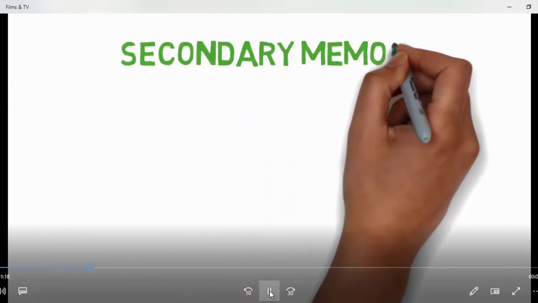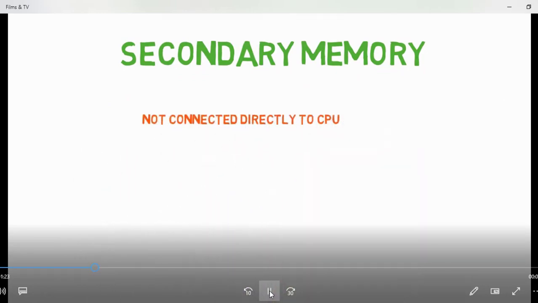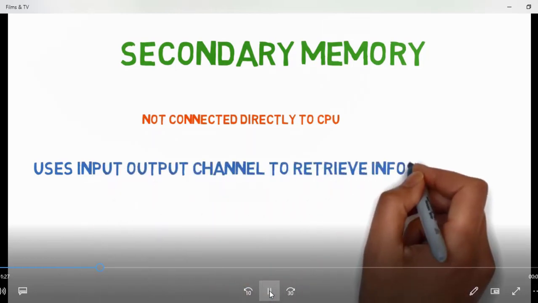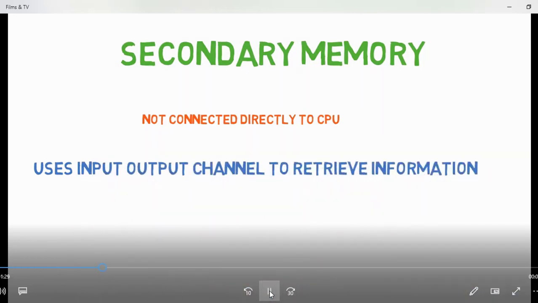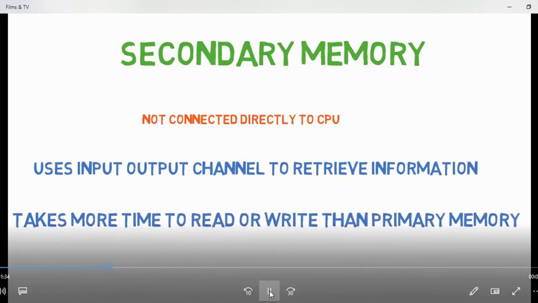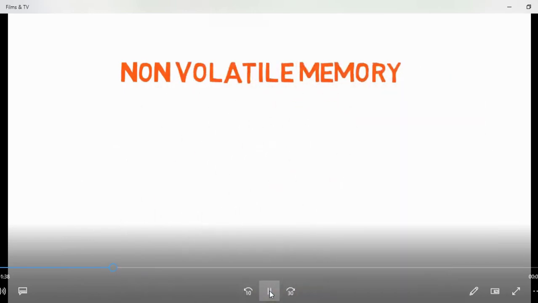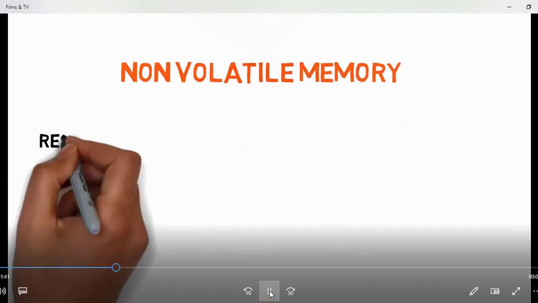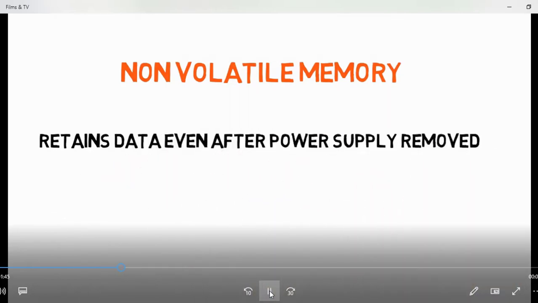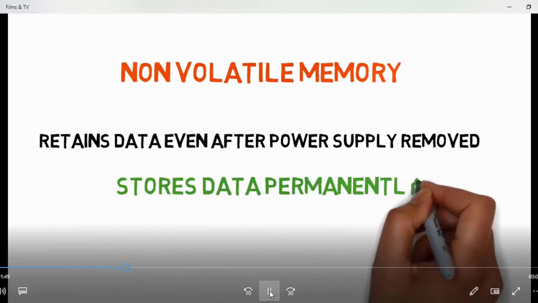Secondary memory is not directly connected to the CPU. It uses an input-output channel to retrieve information, and takes more time to read or write than primary memory. It is a non-volatile memory. It retains data even after the power supply is removed, and stores data permanently.